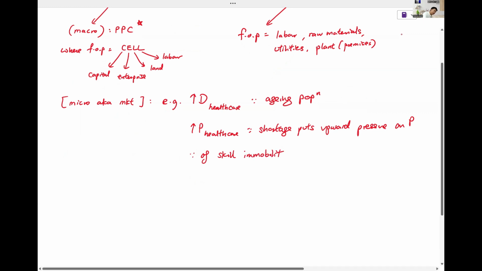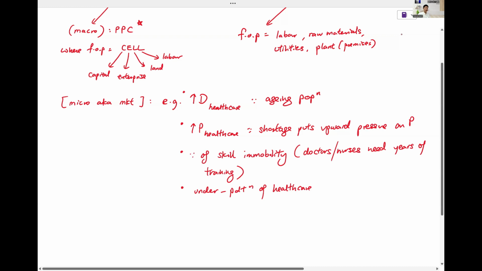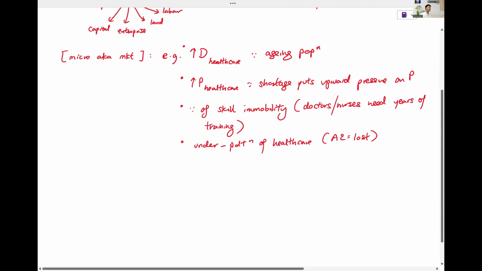Skill immobility, doctors or your nurses need years of training. Okay, they need years of training. You will have under production of healthcare. Straight away, loss of AE. I think this one can appeal to intuition. We can understand from an intuitive perspective.